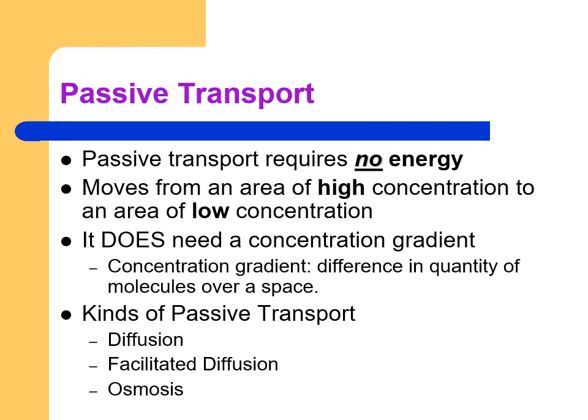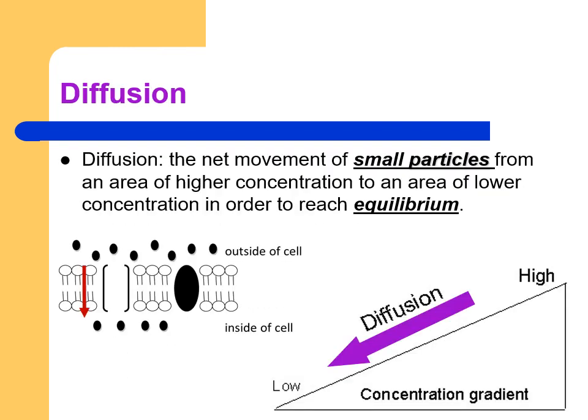So here's passive transport. Like I said earlier, it requires no energy. You're going from high concentration to low. It does need a concentration gradient to begin with. And remember, that's the difference in the quantity of molecules over a space, regardless of what kind of molecule that is. And there are three different kinds of passive transport that you are responsible for. There is simple diffusion, facilitated diffusion, and then osmosis. So let's get into the different kinds.